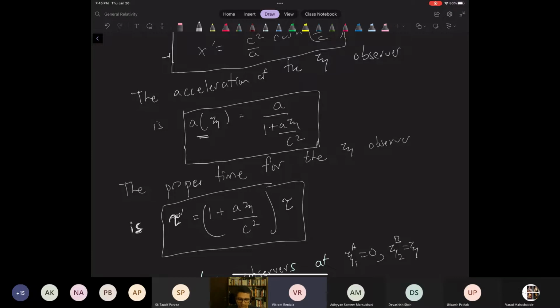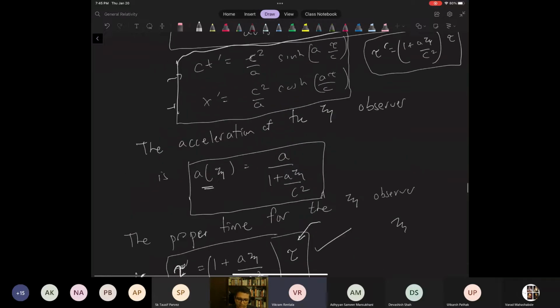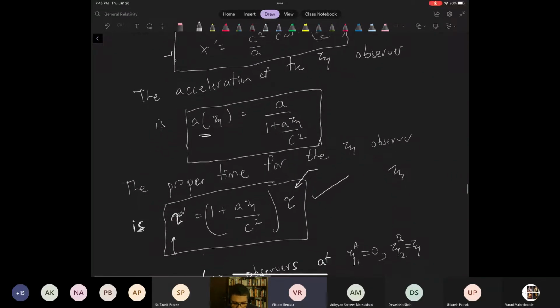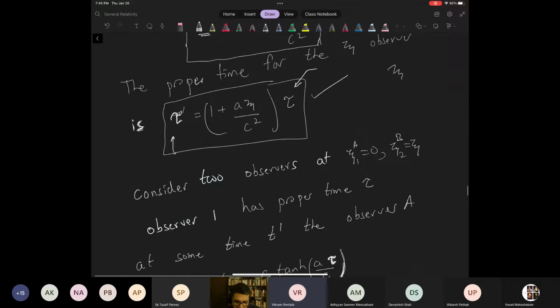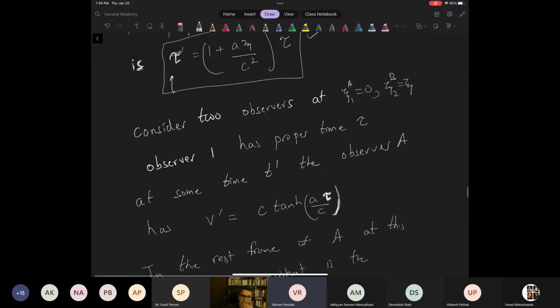The proper time for the xith observer is 1 plus A xi over C square times tau. So for each observer xi, their proper time is not tau, but rather it is tau prime, and this tau prime is different for the xith observer. So let's see mathematically what this translates into. Let's consider two observers.